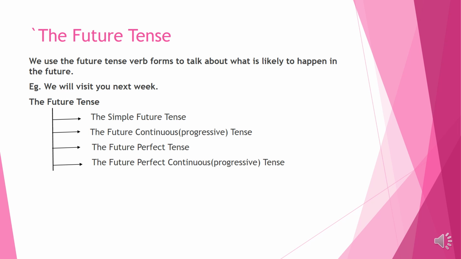The future tense has 4 subdivisions. They are the simple future tense, the future continuous tense, the future perfect tense, and the future perfect continuous tense. Now let us learn about the general form of each of these tenses. Okay children?